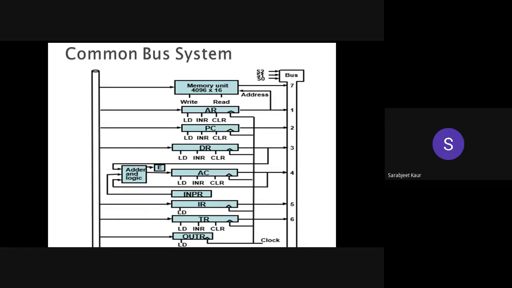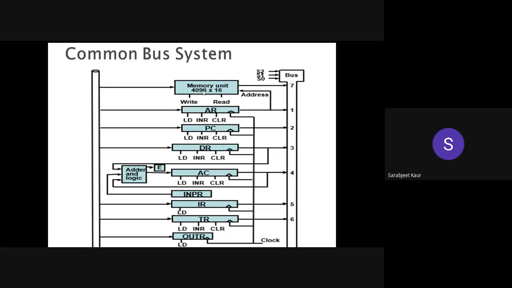Now let us start focusing on this diagram a bit more. The first thing that you see here with these registers is some inputs. What are these? These are known as control inputs.